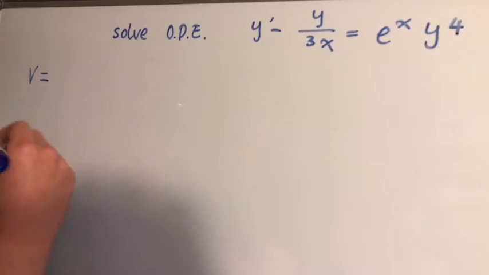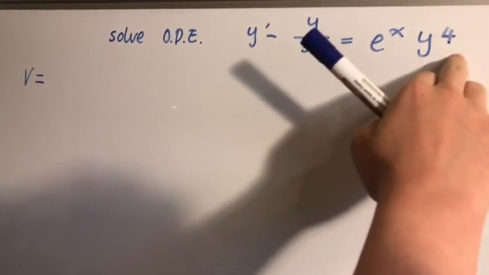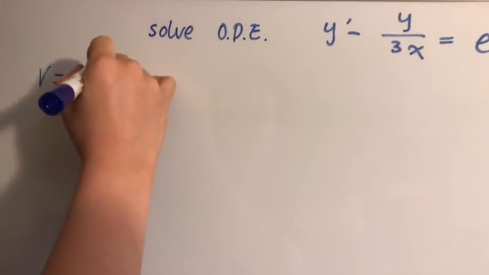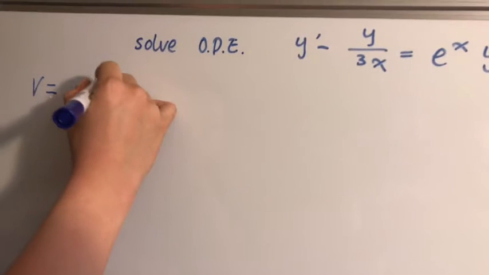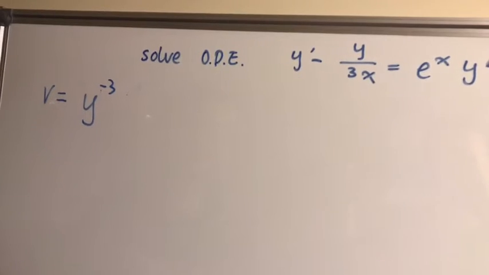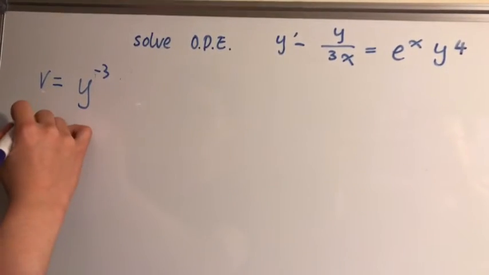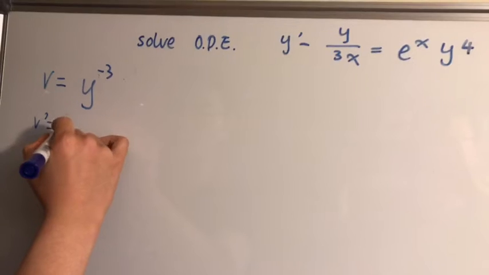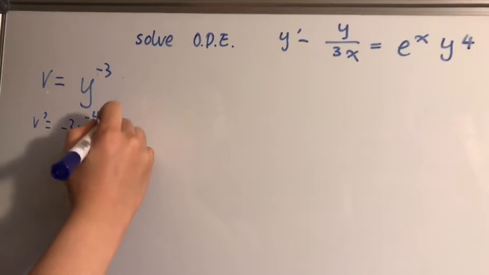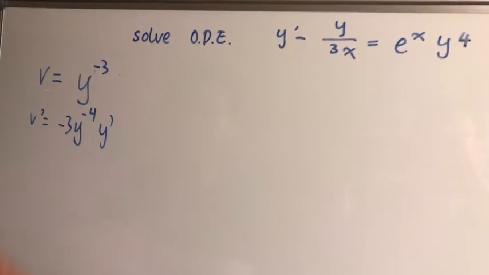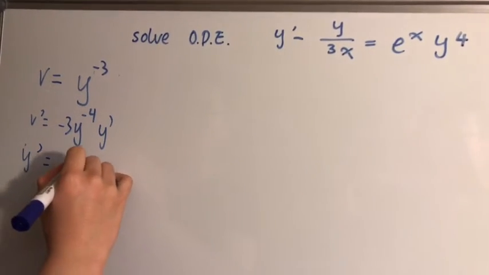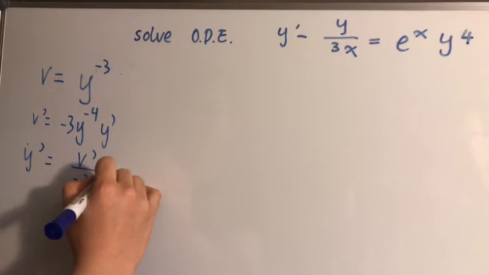be taken is, well, we have a y to the power of n term here. The substitution we need is v equals y to the power of 1 minus n, which is 1 minus 4, which is v equals y to the power of negative 3. Per protocol, v prime is negative 3 y to the power of negative 4, and y prime. And to get y prime back out of this, let's do y prime is equal to v prime over negative 3 y to the power 4.